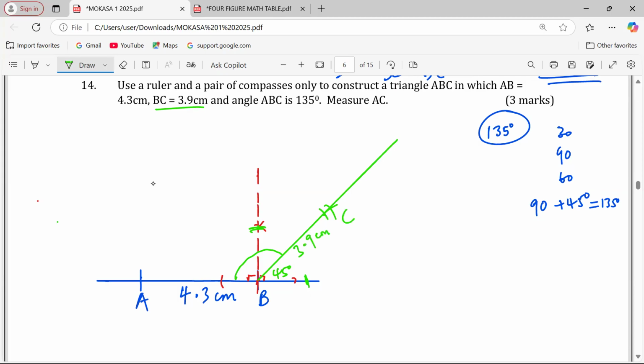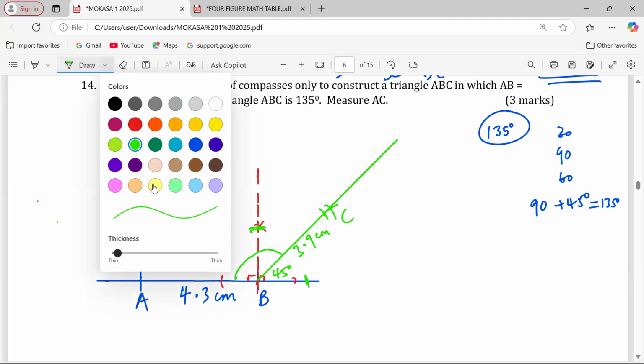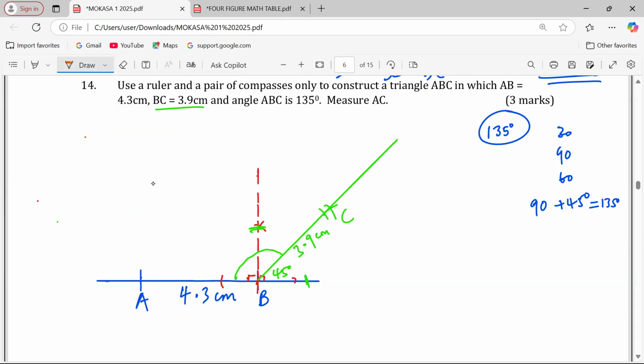So that we mark point C. Then we join our triangle. We just join our triangle. It will now be complete. So we join to A. That is it. Now we are done with the construction of the triangle.